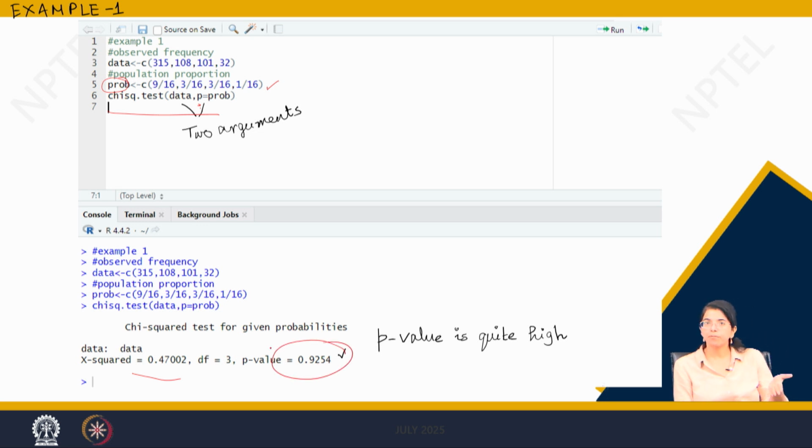The same problem we handled by looking at the table, the critical value comparison, and here we will have the same conclusion looking at the P value. The P value is extremely high as compared with 0.05, so we fail to reject the null hypothesis.